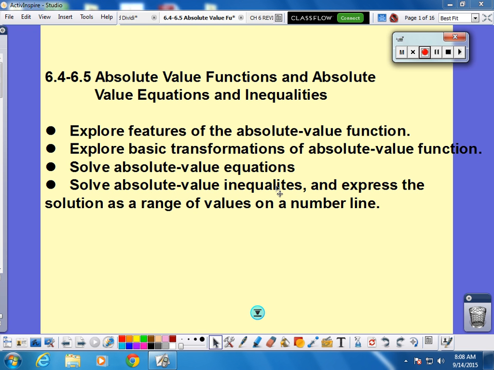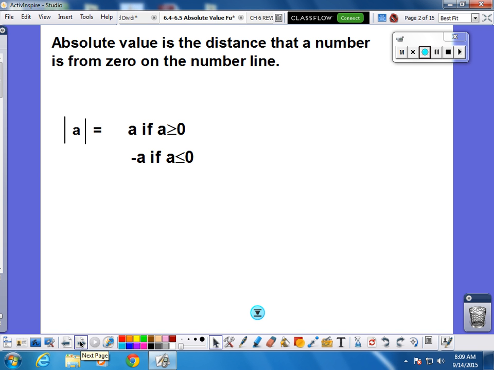Alright, what we're going to do today: absolute value functions, equations, and inequalities. With inequalities, we'll need colored pencil so we can graph them and write them in interval notation. We're going to start out with equations.